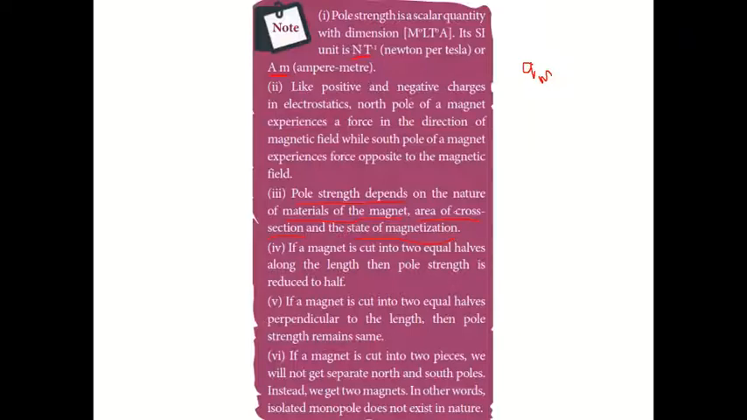Same thing. If we cut horizontally, pole strength will be half. If we cut vertically, length will be half, but pole strength will remain the same. At the end, if we cut it into two pieces, the polar moment will be half.